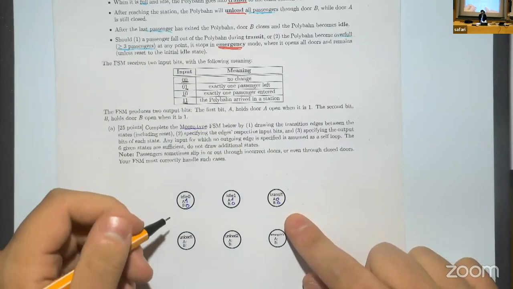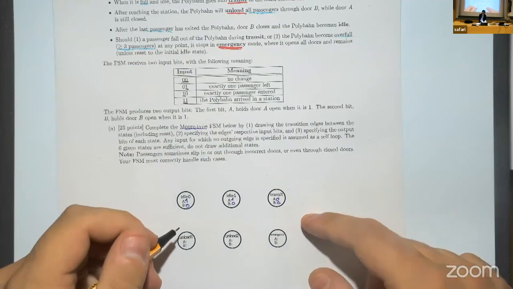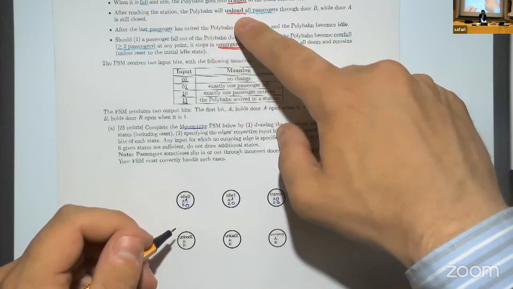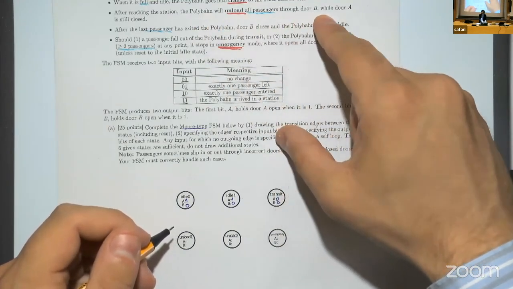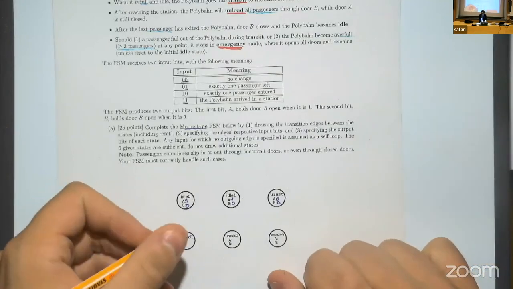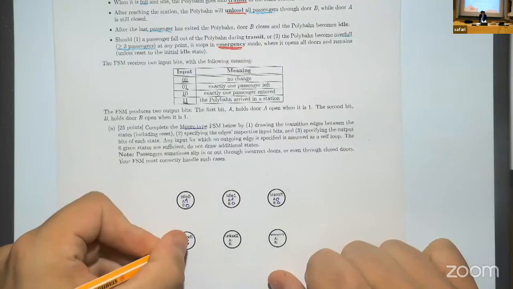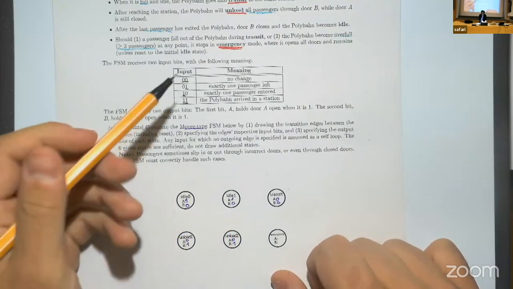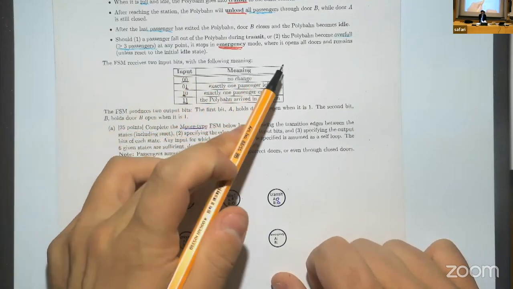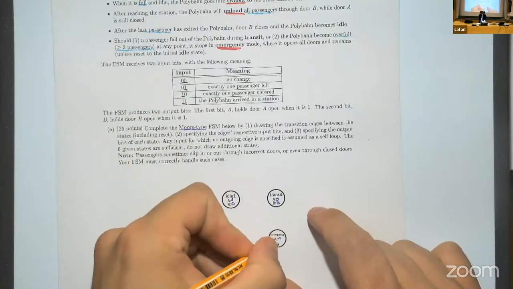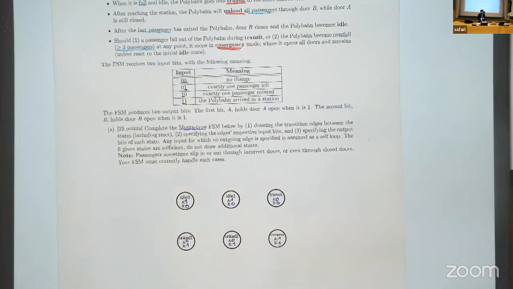Then you can imagine that unloading will happen through door B. So once the station is reached, it should unload all passengers through door B while door A is still closed. So let's call the unload states 0 and 1, and 0 and 1. And then the emergency state: it opens all doors and remains there. So it opens all doors, 1, 1, fine. So that's the states already done.